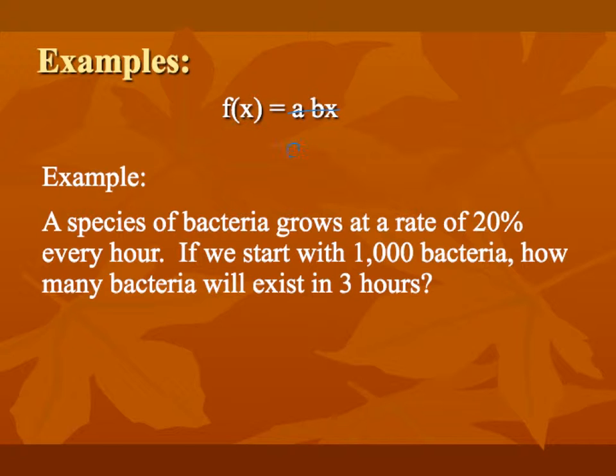Y equals a times b to the x power. Let's say that we know that a particular species of bacteria grows at a rate of 20%. Now 20%, when expressed as a decimal, we know would be equal to 0.20, because any percent changed to a decimal, you do so by moving the decimal point 2 places to the left. But if b was 0.20, this would be an example of exponential decay, because that's a number between 0 and 1. Well, this isn't decay. This is a situation where the bacteria is increasing over time.